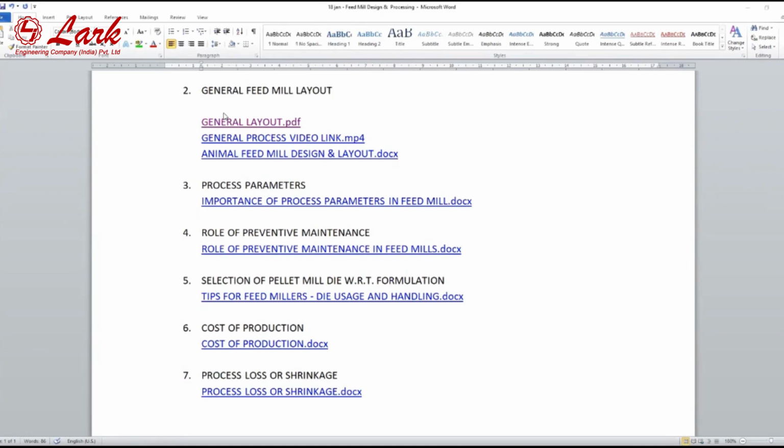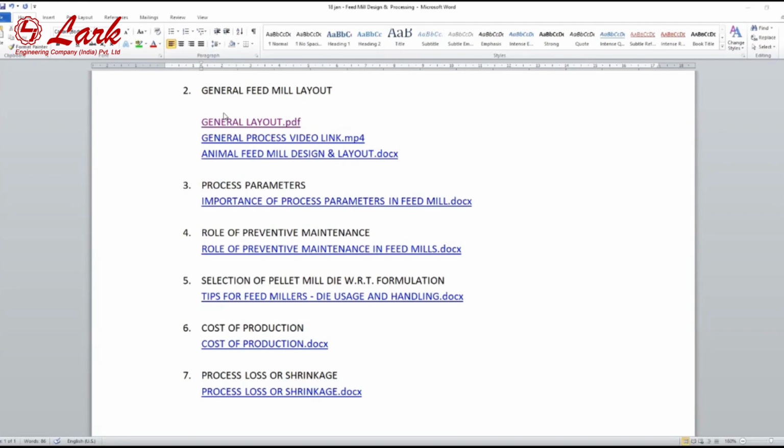Then the other one is the cost of production, that is, what will be the total cost of producing pellets. That includes fixed and variable costs. Costs like boiler fuel, electricity, labor, gunny bags, and consumables like hammers, dies, and other things. That is, what will be the total cost of producing the feed.